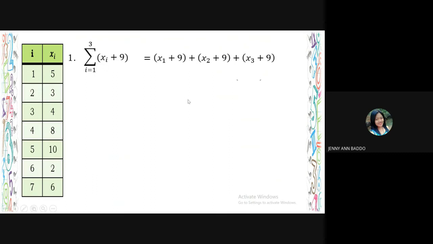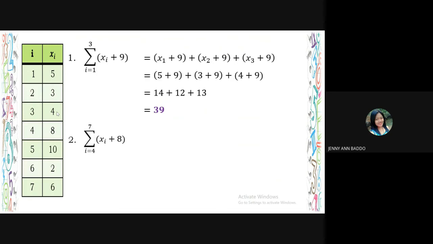And then by substitution, we have x of 1, that's 5, x of 2 is 3, and x of 3 is 4. Adding those numbers by 9, we now have 14 plus 12 plus 13, and that is 39.